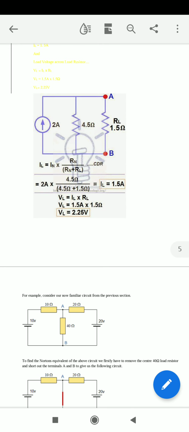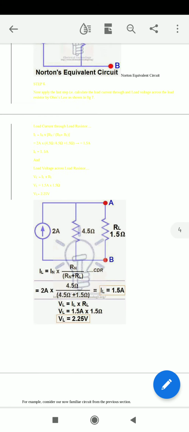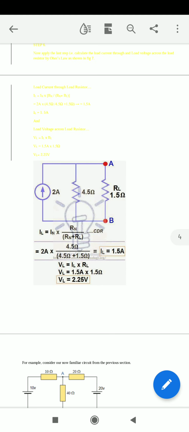Now the final formula: IL equals IN into RN divided by RN plus RL, because that is opposite resistance divided by total resistance. This is from the current division rule. Now we know IN and RN also. All the values are known now. So total current 2 ampere into 4.5 divided by actual total resistance. The actual load current is 1.5 ampere.